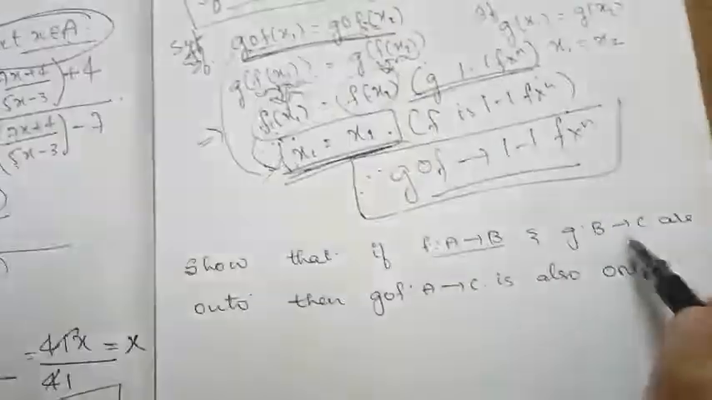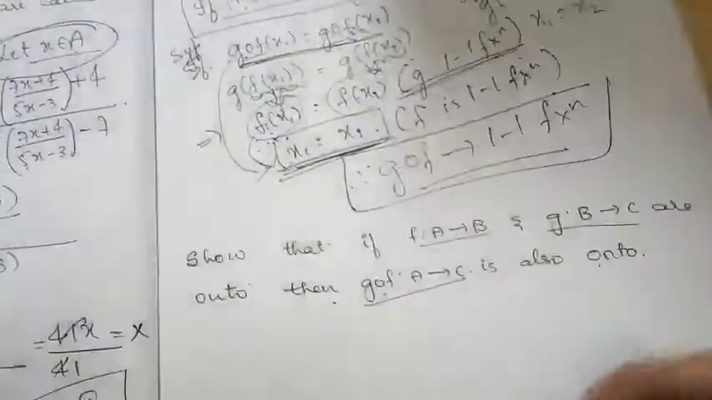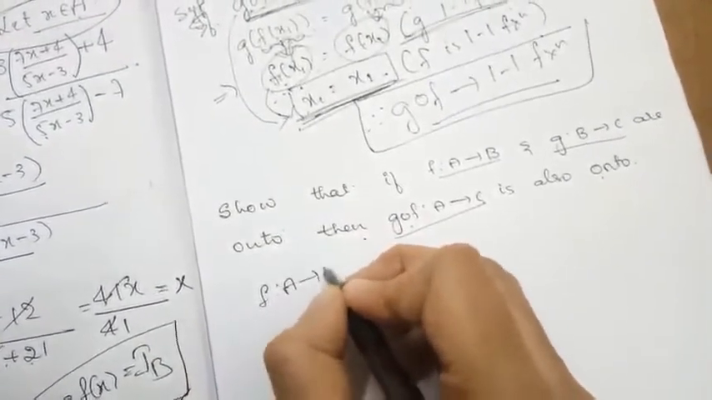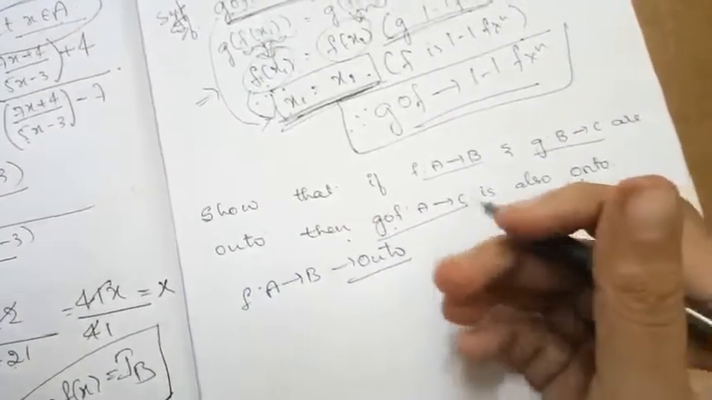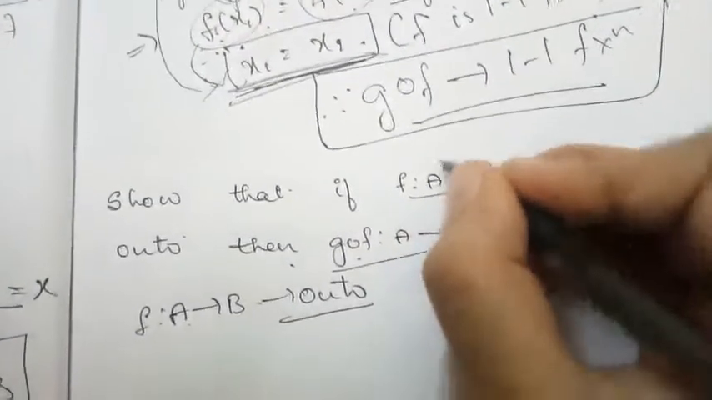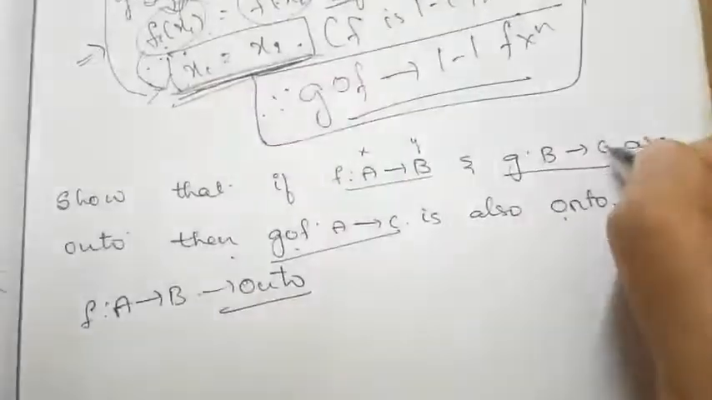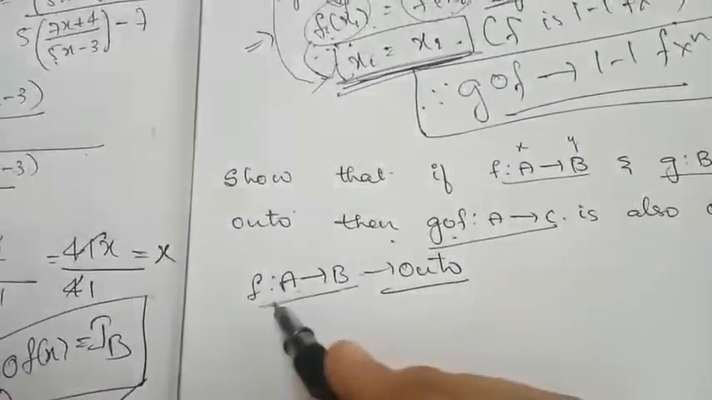Similar to the 1-1 function, they are asking regarding onto also. That is, if two functions are onto, then the composition of those functions GOF is also an onto function. So what they are saying: f from A to B is an onto function. So what does the definition of an onto function say? Suppose the elements in the set A are x, the elements in the set B are y, and the elements in the set C are z. If I am talking about an onto function f from A to B, what does that say?